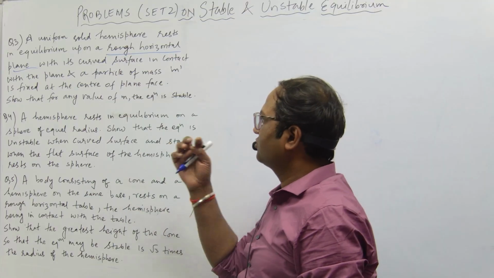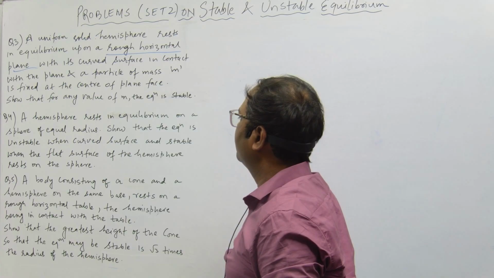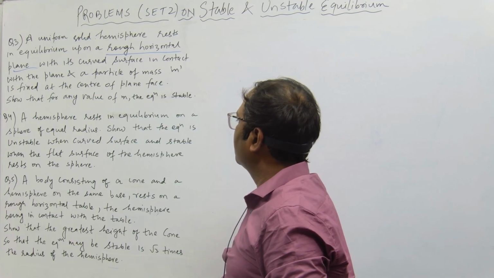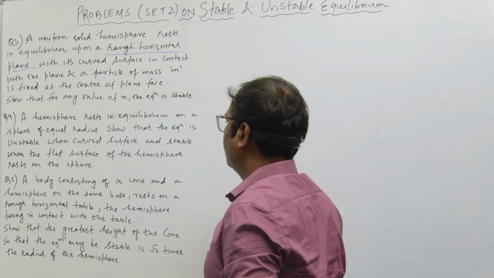Okay, so let us discuss question number 4. In question number 4, a hemisphere rests in equilibrium on a sphere of equal radius. Show that the equilibrium is unstable when the curved surface and stable when the flat surface of the hemisphere rests on the sphere. Okay, so there are two cases.